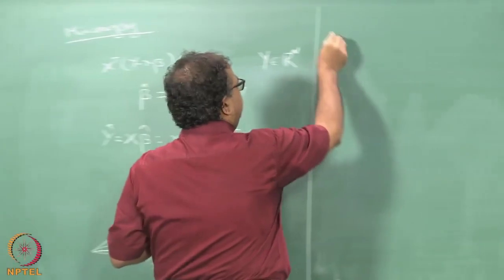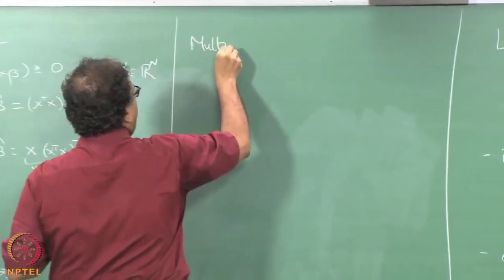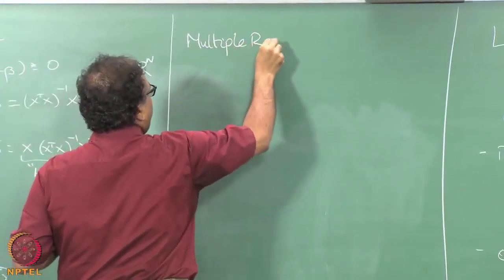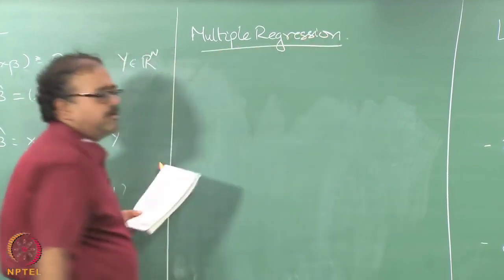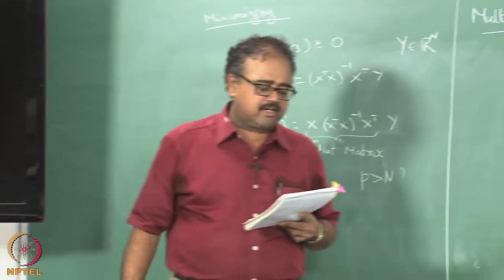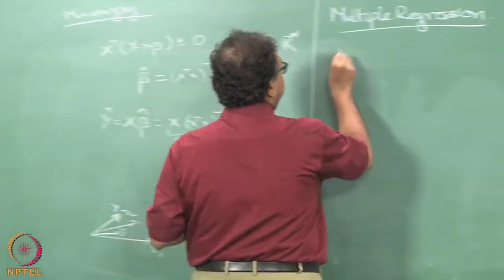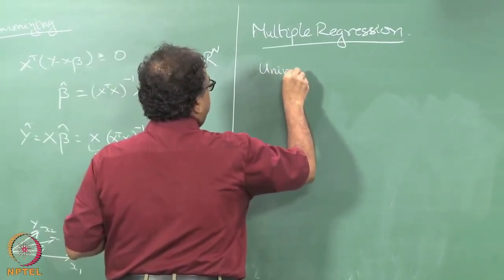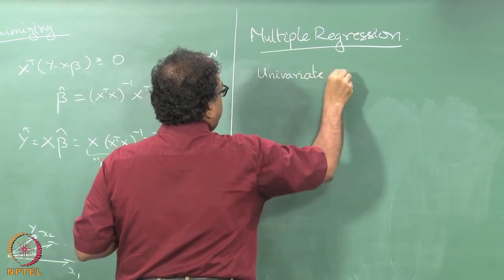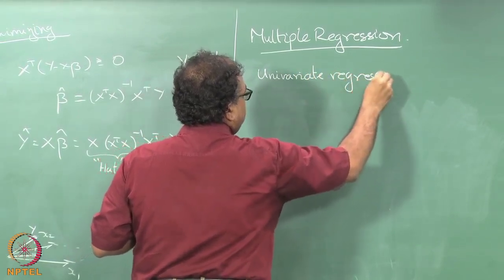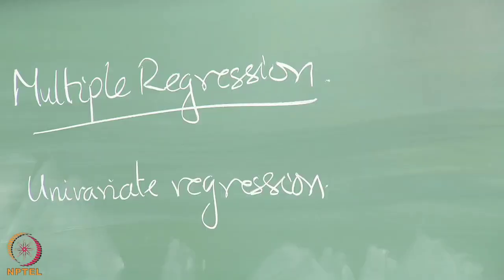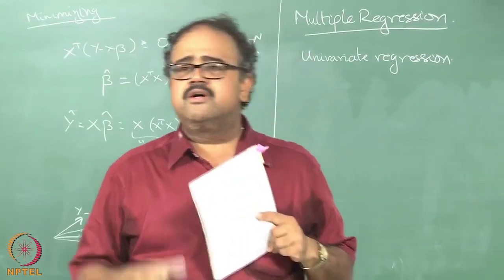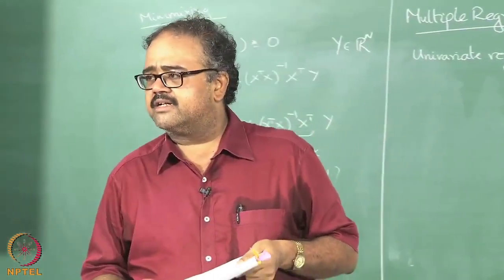Whatever we have looked at so far is usually called multiple regression. People typically start off with univariate regression because it is easier to analyze. You can derive a lot of intuition into what exactly is happening with the regression.